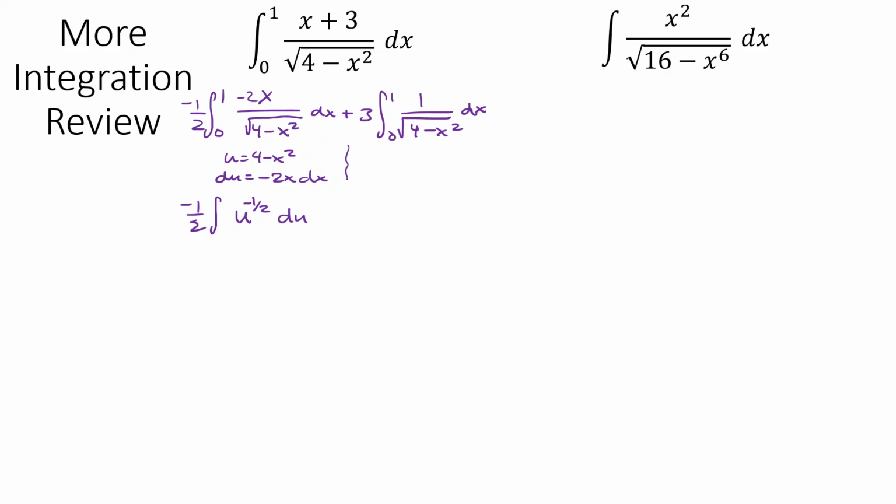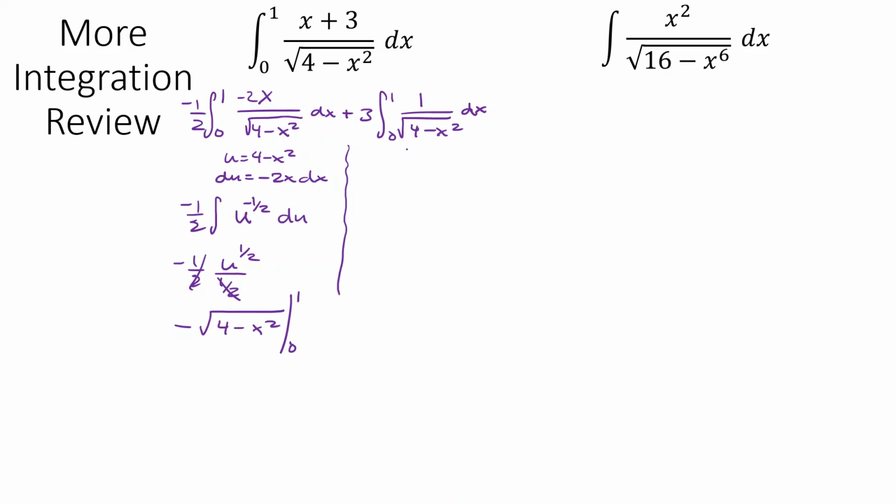I'm just going to keep going here for now. So we're going to get negative 1/2 u to the positive 1/2 over 1/2. These 1/2s are going to cancel, but we're still going to have this negative sign. So we're going to have negative square root of u, which was 4 minus x squared. And again, this is from 0 to 1, so I can put my bounds back in. We'll evaluate that a little later. Let's go over and do the other side here.